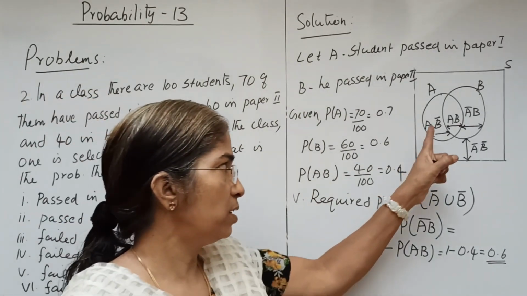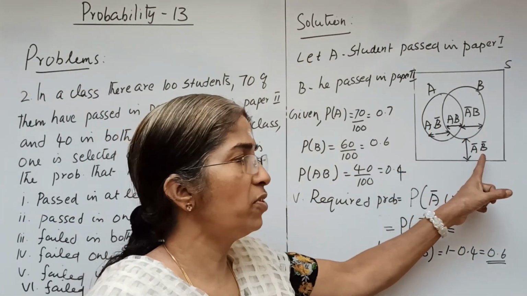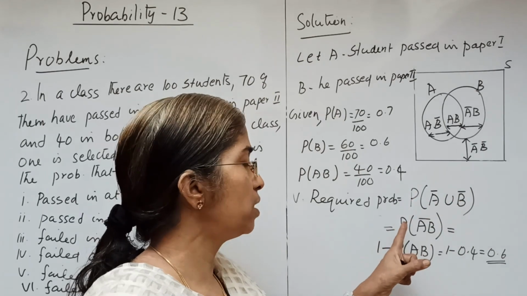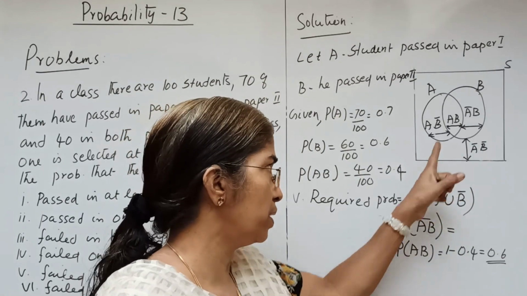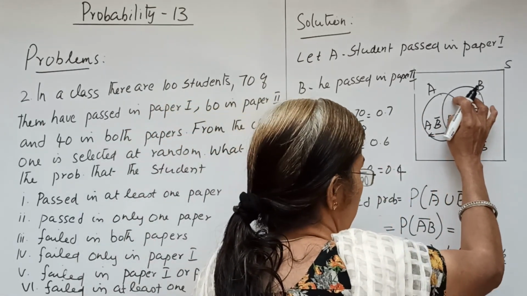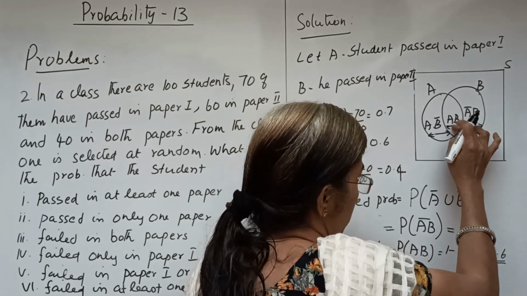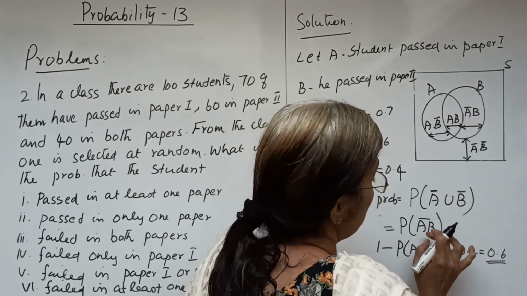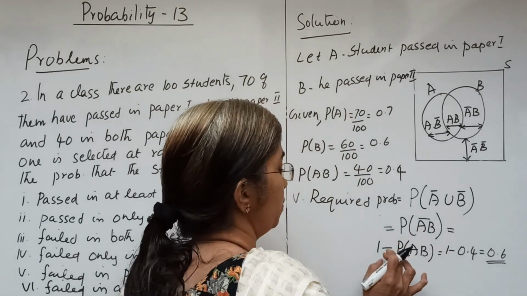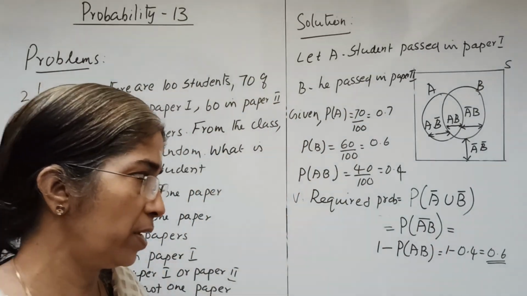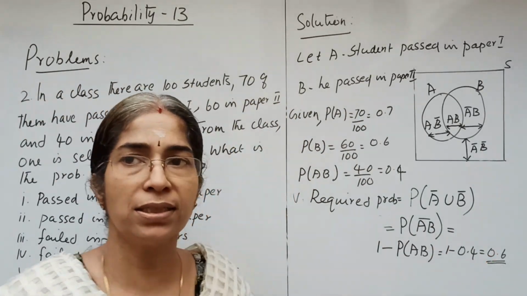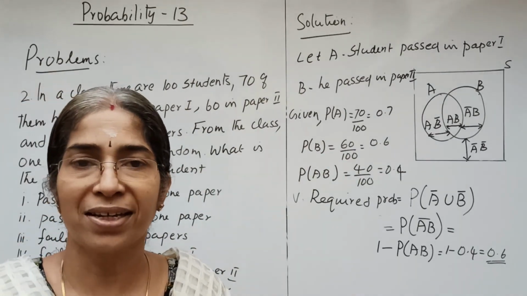That is, either he failed in one paper or he failed in both the papers. This is the event AB. So AB whole bar means probability 1 minus P of AB. So the answer is 0.6. Okay. Thank you very much.